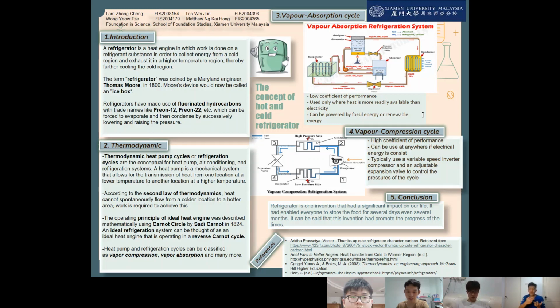Refrigerators have made use of fluorinated hydrocarbons with trade names like Freon 12 and Freon 22, which can be forced to evaporate and then condense by successively lowering and raising the pressure. They can therefore pump the energy from a cold region to a hotter region by extracting the heat of vaporization from the cold region and dumping it in a hotter region outside the refrigerator. The statements above about refrigerators also apply to air conditioners and heat pumps.